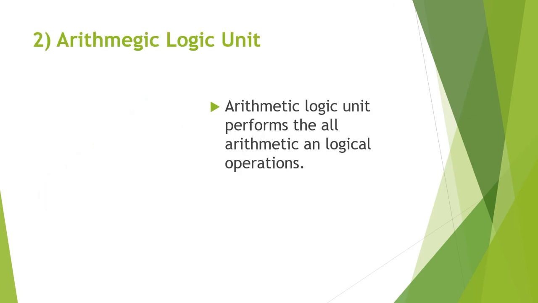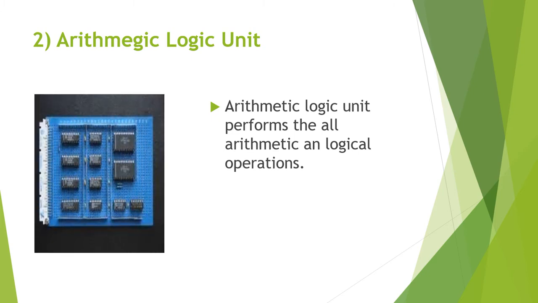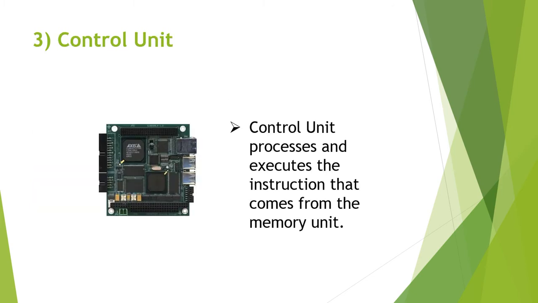Second, ALU, arithmetic logic unit. It is the arithmetic logic unit that performs all the calculations and logical operations. Third, control unit. The control unit manages operations of all parts and peripherals of a computer system. The control unit processes and executes the instructions that come from the memory unit.